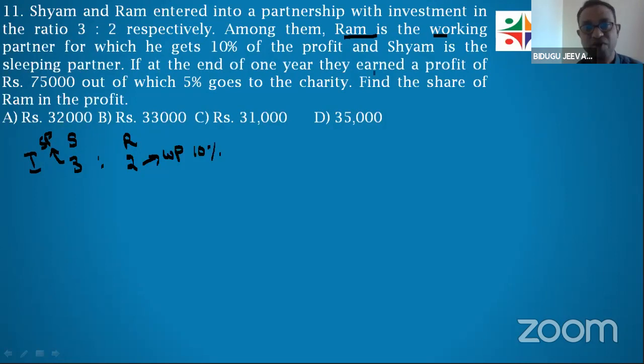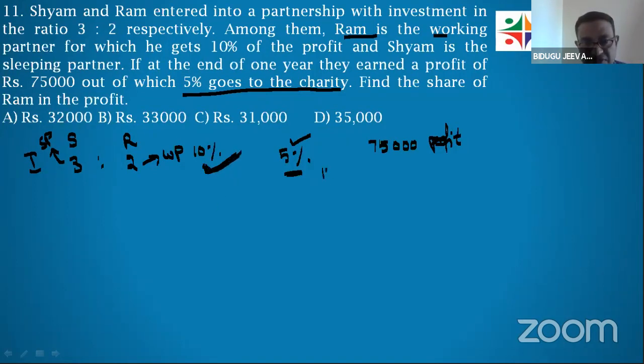At the end of 1 year, they earn a profit of 75,000 rupees, out of which 5% goes to charity. Can you please tell me how much we have to deduct before sharing? Yes, this is for charity. This is for work: whenever Ram is working, 10% we have to give to Ram. Altogether, how much? 15%. So you need not calculate the 15%. We have to share only 85% of this part.